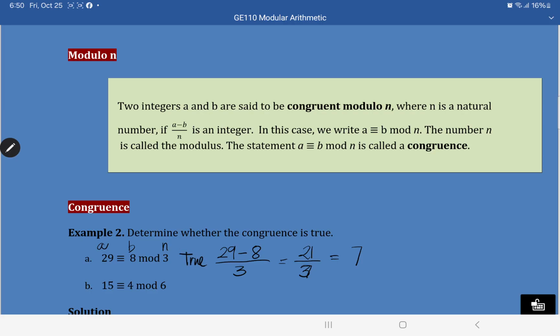Now for number 2, we have 15 is congruent to 4 modulo 6. So our a is 15, b is 4, and n is 6. So we have now 15 minus 4 divided by 6. That would be 11 divided by 6, which is not an integer. You don't have to carry out the division because we know that it is not an integer. Therefore, 15 congruent to 4 modulo 6 is not a true congruence. So we have there false.